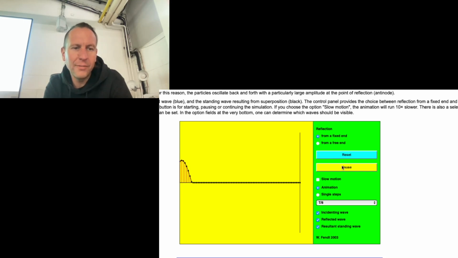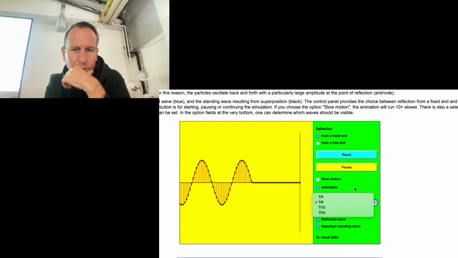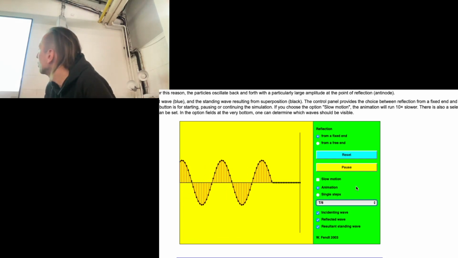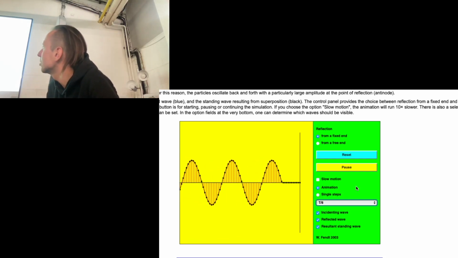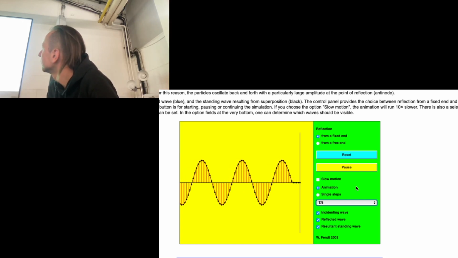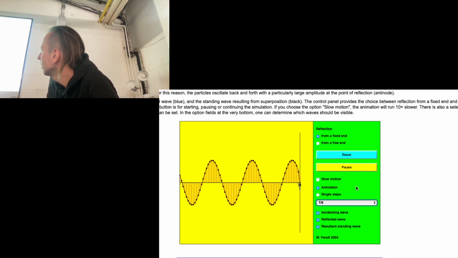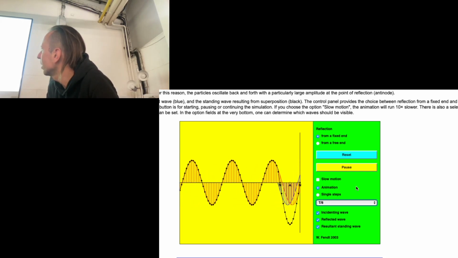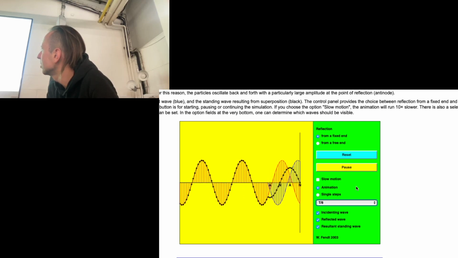If I have a wave coming in, this is currently a traveling wave. It will take a while. I'll just wait for it. So what we're observing then is how this wave will reflect. What you see is that it's reflecting in opposite phase.